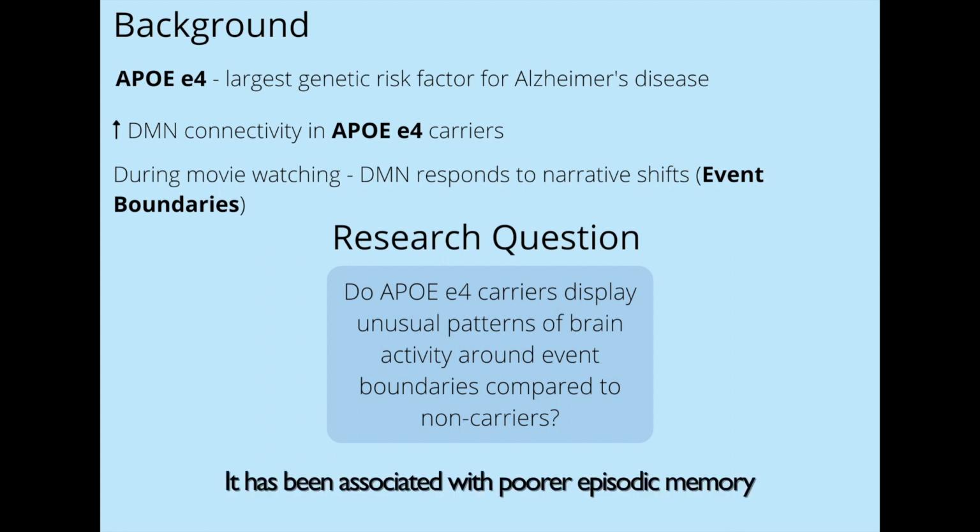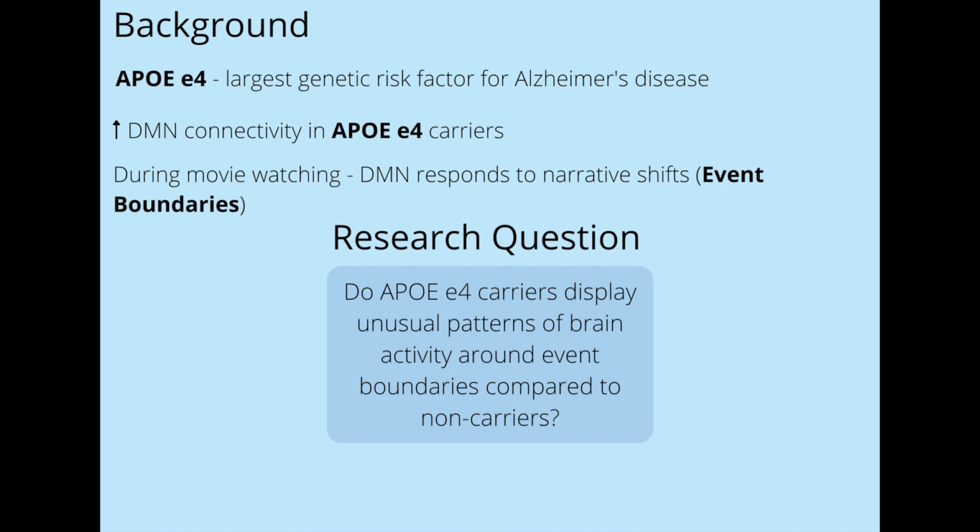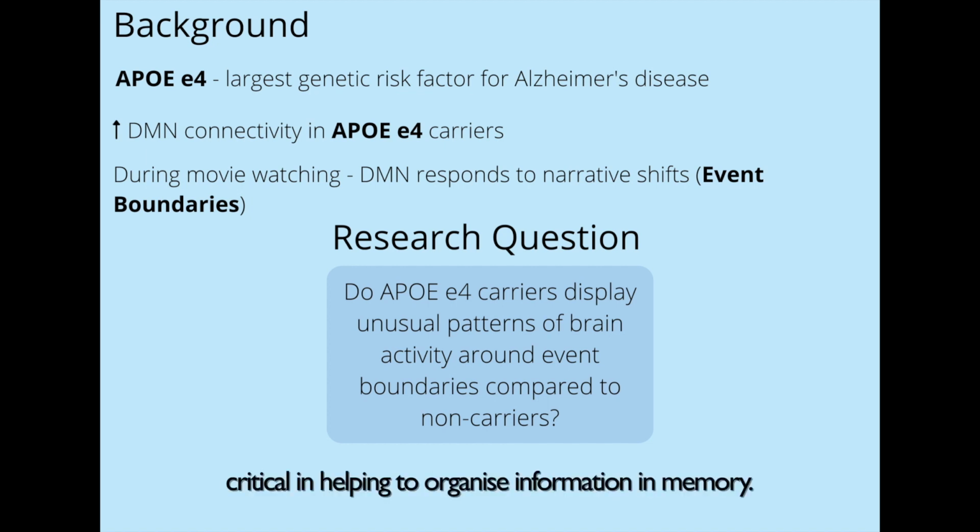It has been associated with poorer episodic memory in older age as well as higher default mode network connectivity compared to E4 non-carriers during resting state fMRI. During movie watching, the default mode network has been shown to respond to narrative shifts, which can also be called event boundaries. These event boundaries have been suggested to be critical in helping to organize information in memory.